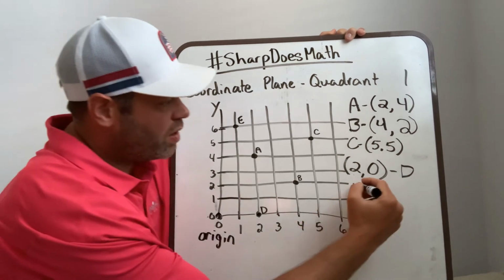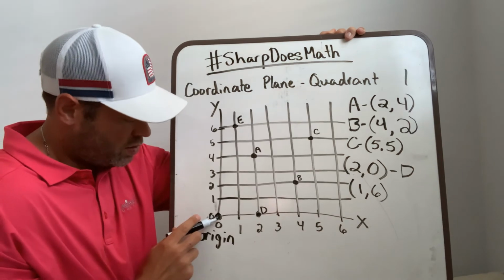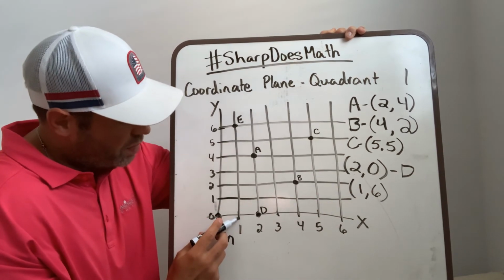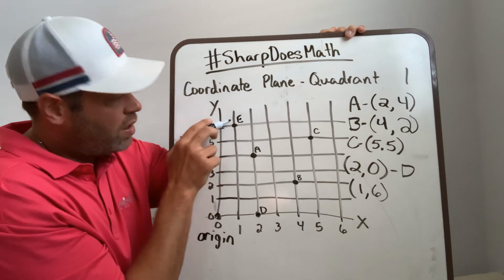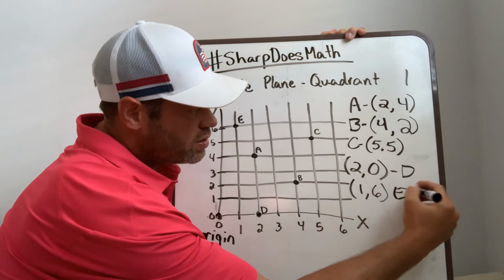And then if I were given the point 1, 6, again, start here. I go, first number's 1, so I'm going to go to 1. And then I'm going to go up to 6. And you can see that point E is located at 1, 6.